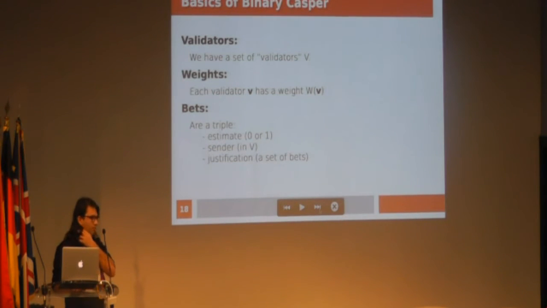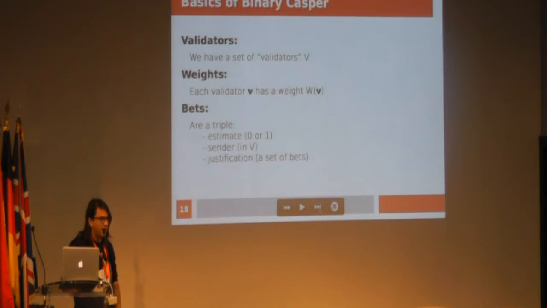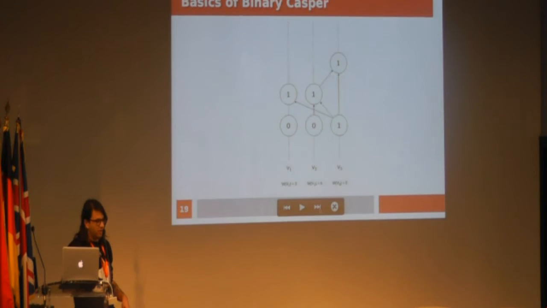So validators, some set of names, the weights, some numbers, right? And then bets are a triple. They have an estimate, which is like a value that the node is kind of guessing for what the value of the consensus will be. And then they have a sender and a justification. So the justification of a bet is a set of bets. And you know, it might be a little bit hard to wrap your head around in a second, but this graphical representation really helps everyone generally.